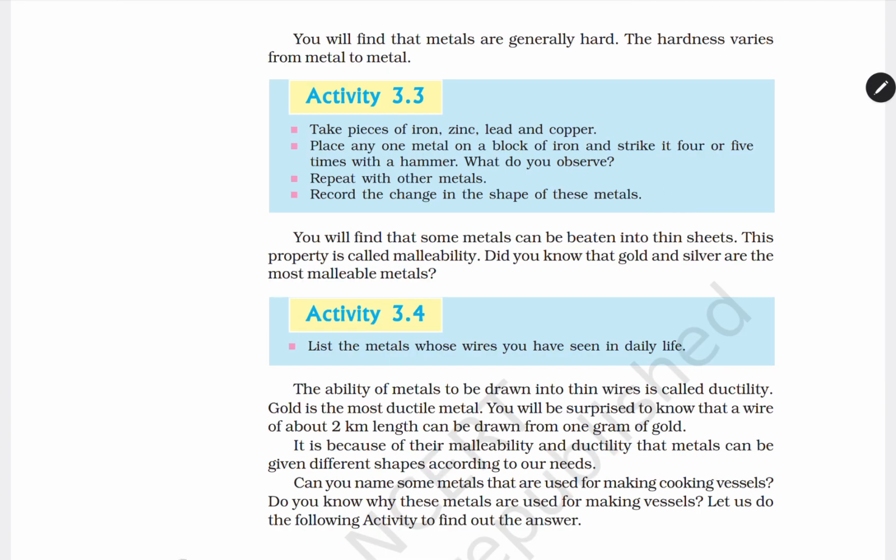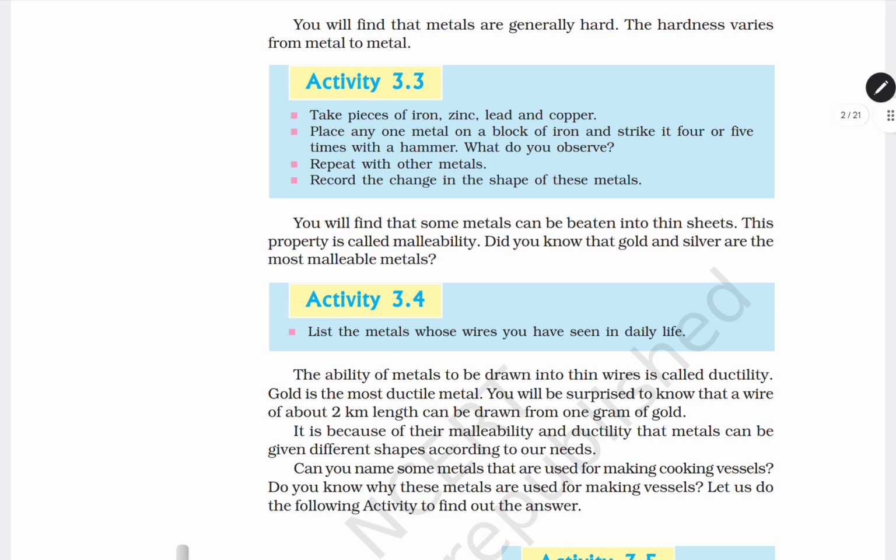We take pieces of iron, zinc, lead and copper, place any one metal on a block of iron, and strike it four or five times with a hammer. What do you observe? Repeat with other metals. Record the changes in the shape of these metals. If you do that, your observation is that metals can be beaten into thin sheets. We can make the metal into thin sheets.